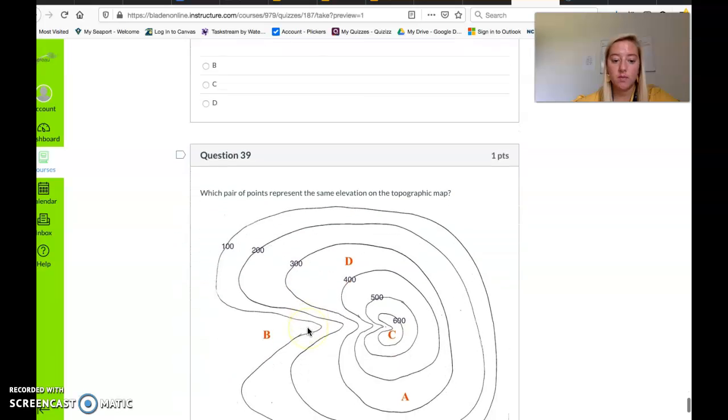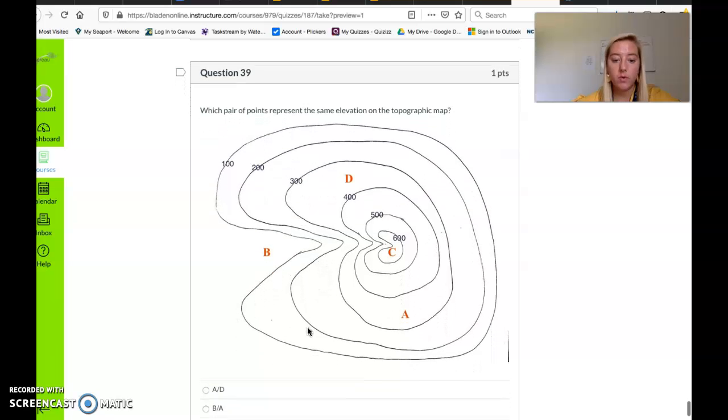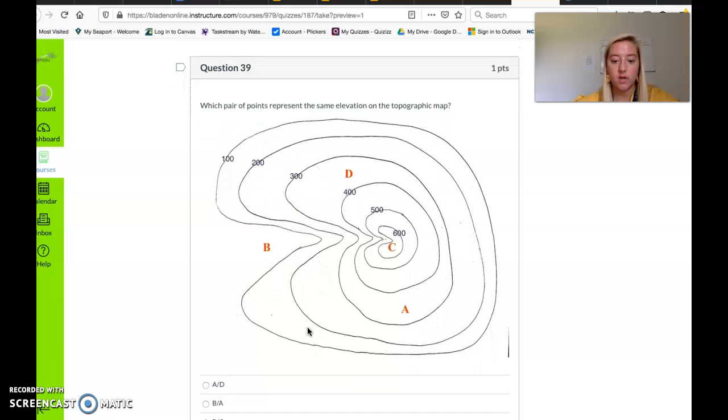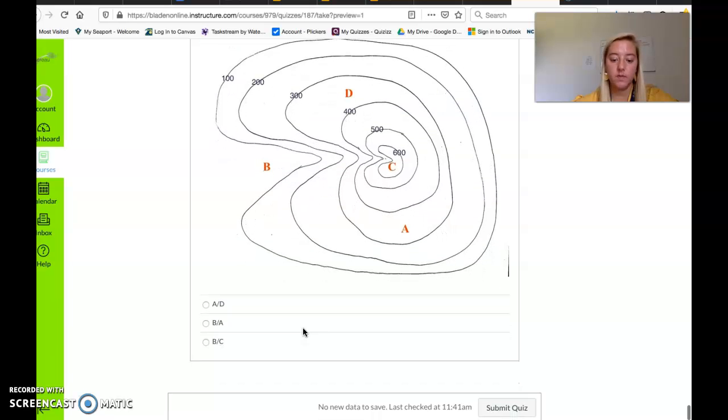And question 39, the final question of the test. What pair of points represents the same elevation on the topographic map? Is it A and D? Is it B and A? Or is it B and C?